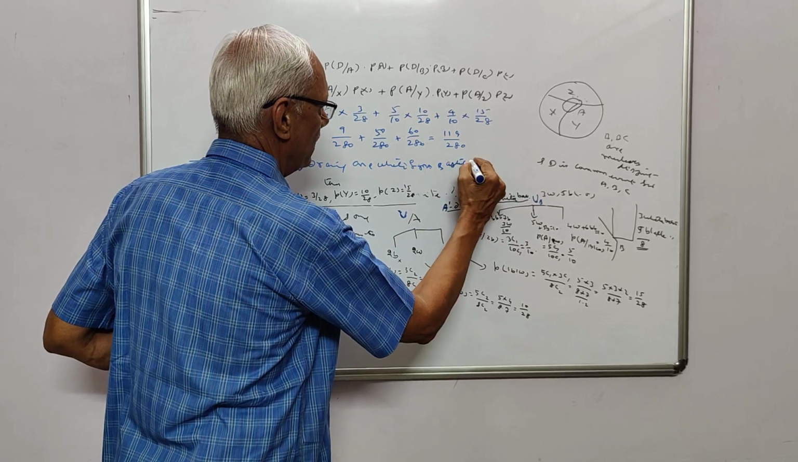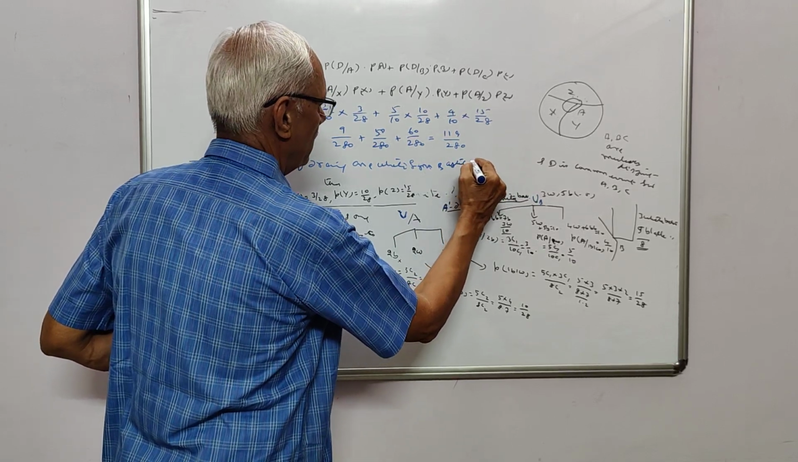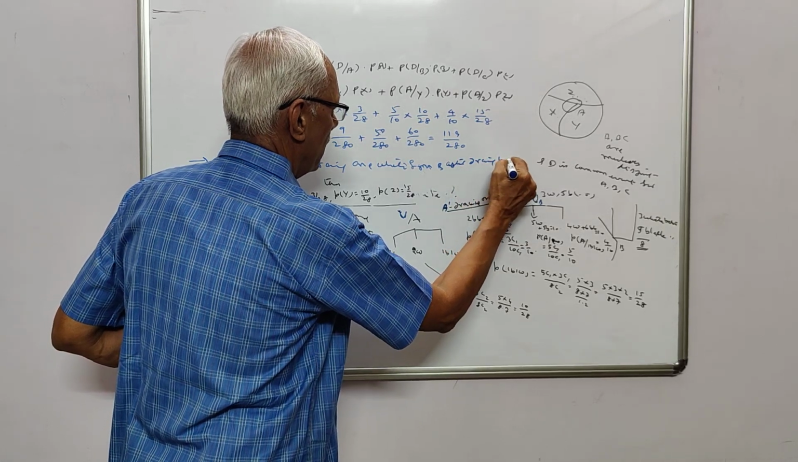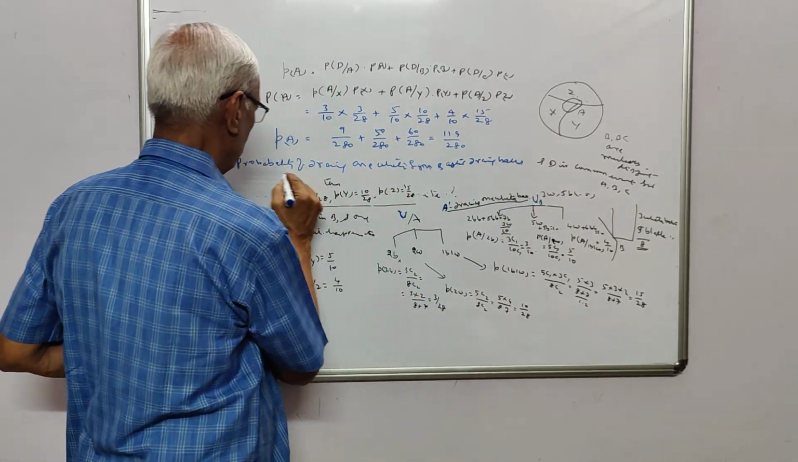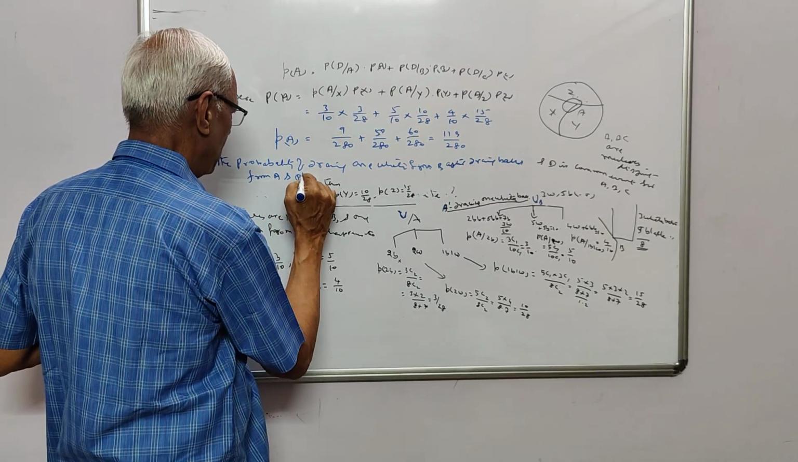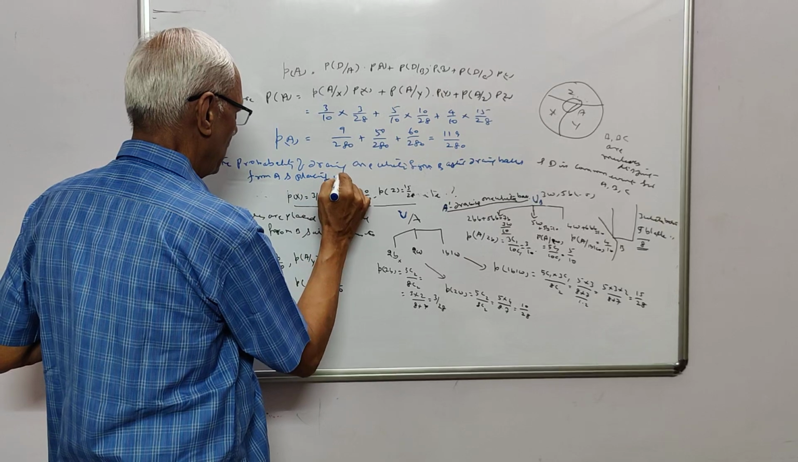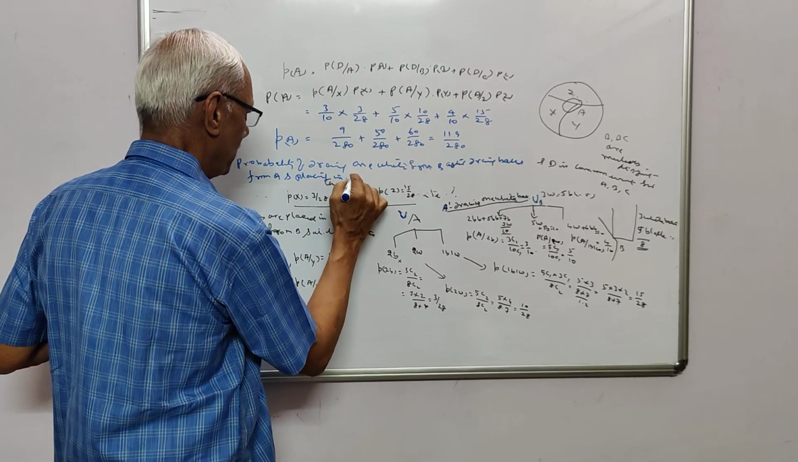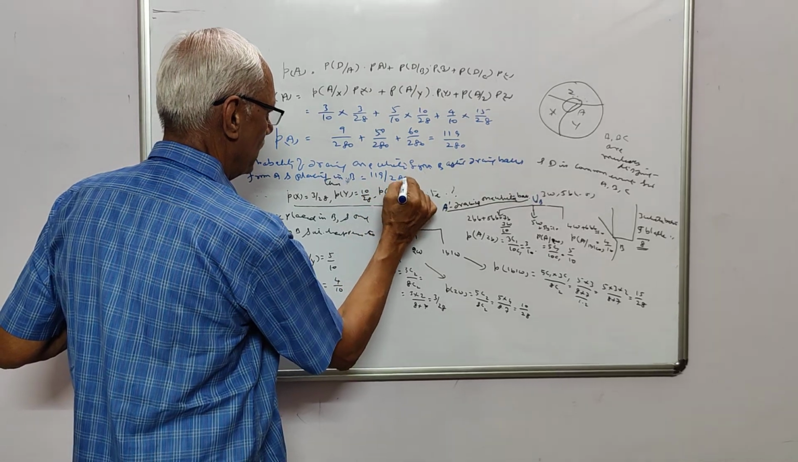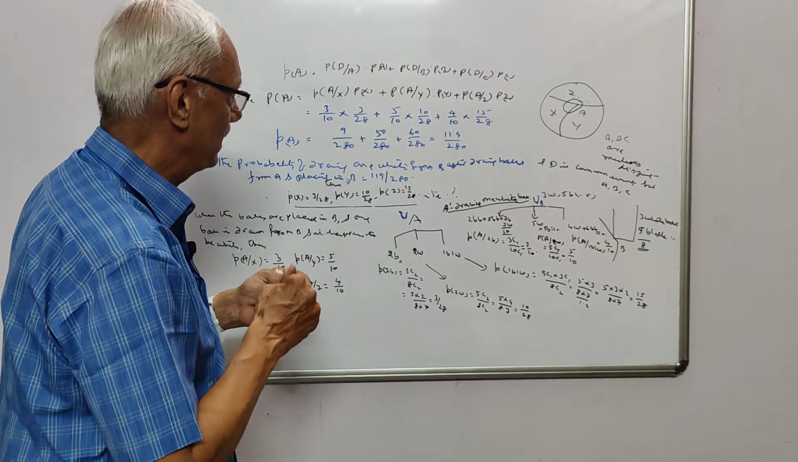after drawing balls from A and placing in B is equal to 119 by 280. So this is the probability of this.